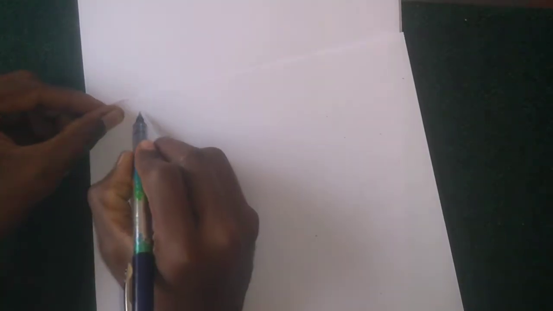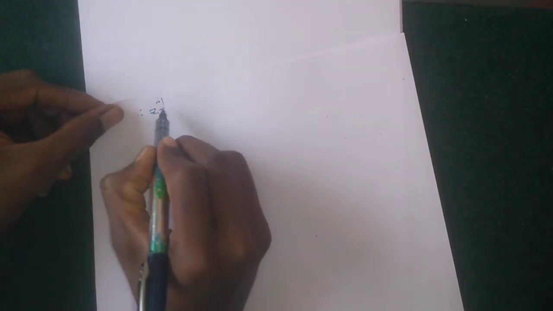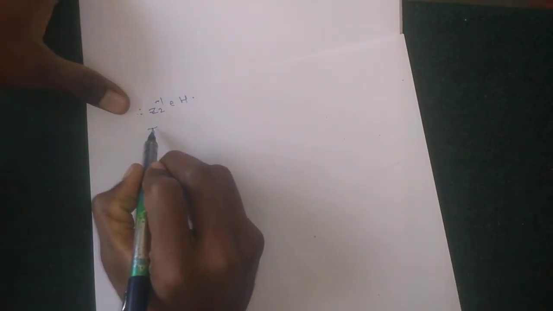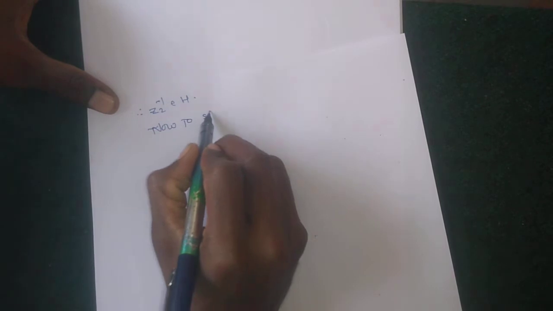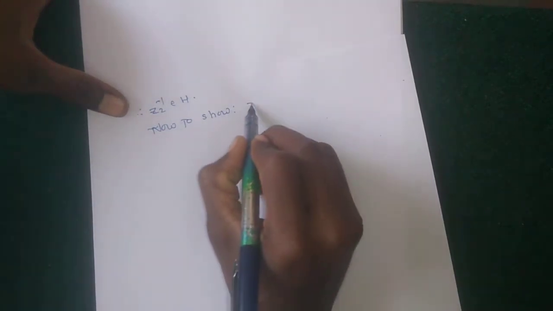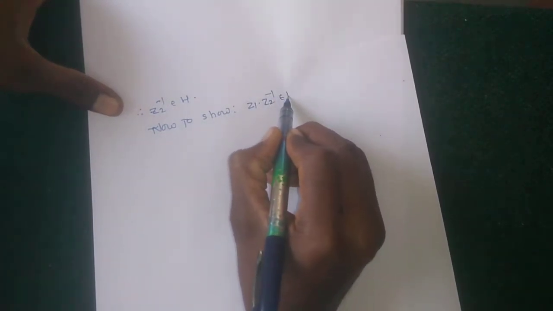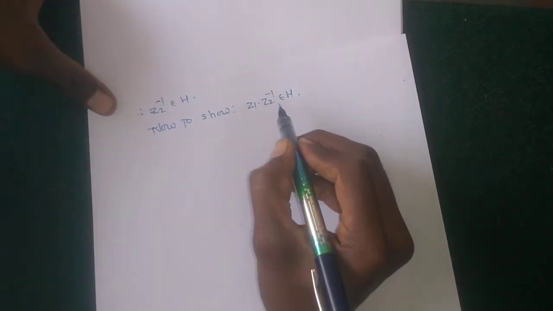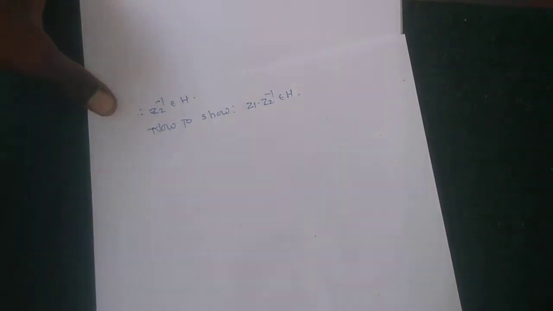Okay, therefore Z2 inverse belongs to H. Now to show that Z1 into Z2 inverse belongs to H. If Z1 into Z2 inverse belongs to H, then H is a subgroup of G.